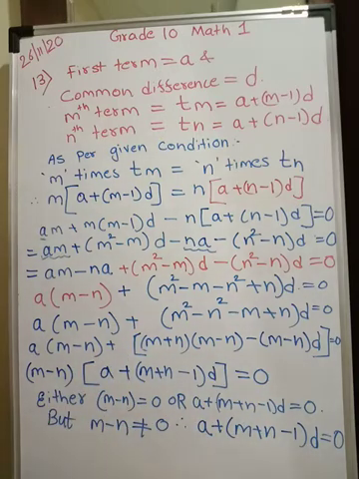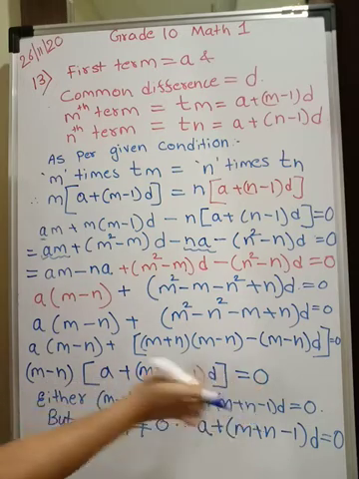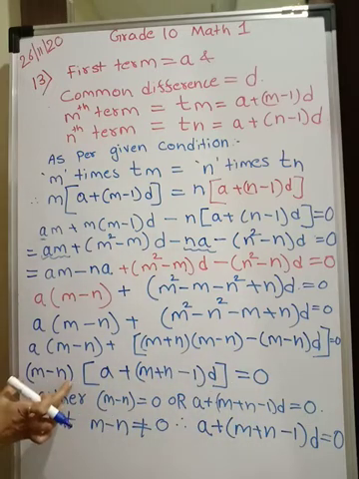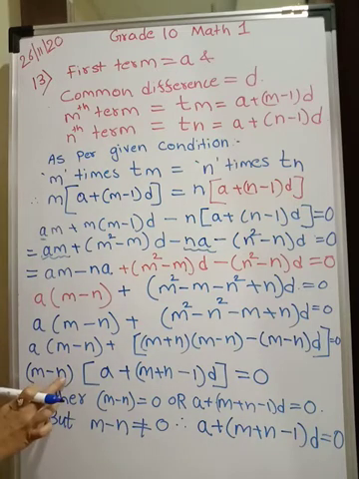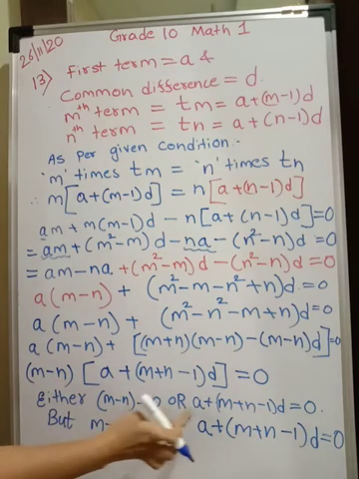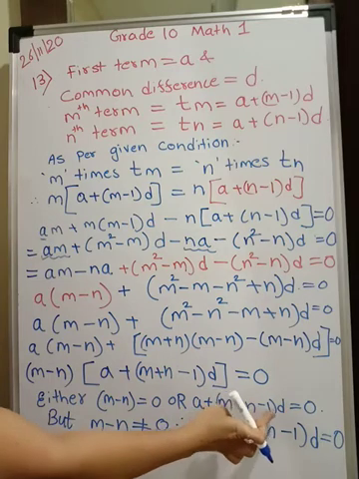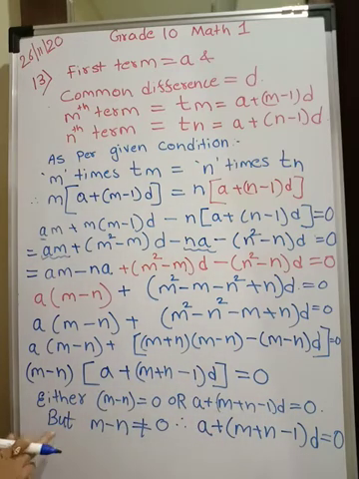So now we have two options. Either this bracket into this bracket is equal to 0. So either this bracket is 0 or this bracket is 0. Either m minus n is 0 or a plus m plus n minus 1 into d is equal to 0. But m minus n cannot be 0, isn't it? M is not equal to n, no.